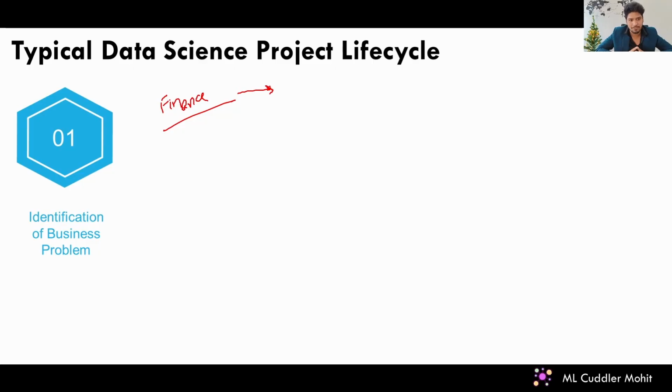Due to customer default. So now this was the business problem which was identified, right? So what was the problem? The problem was customer default. Now how can we solve this through data science? We can build a model which can predict the probability that this customer will default, right? So now this problem is being solved through data science.